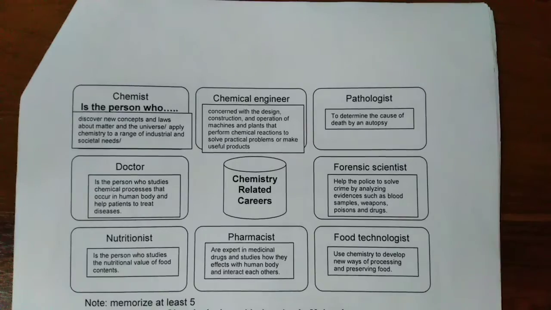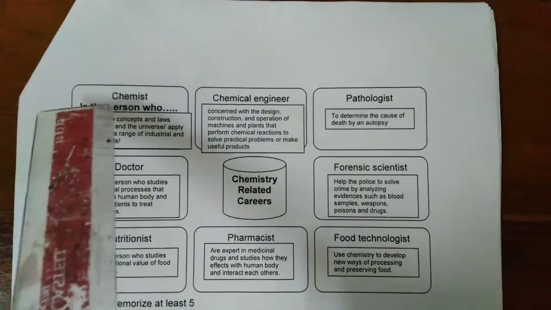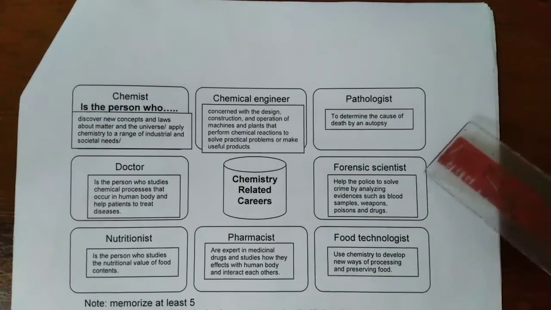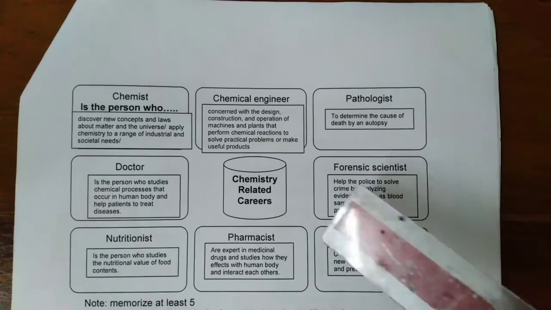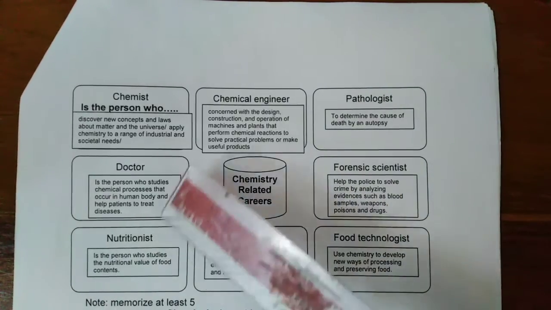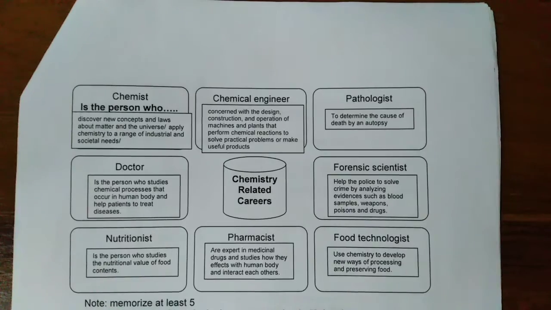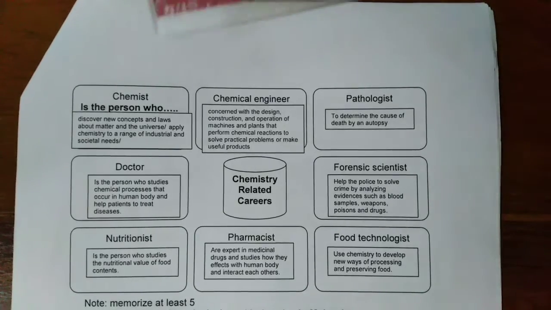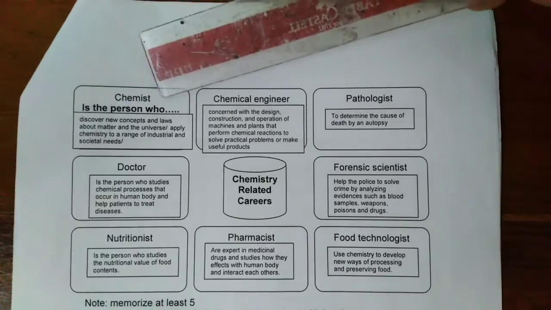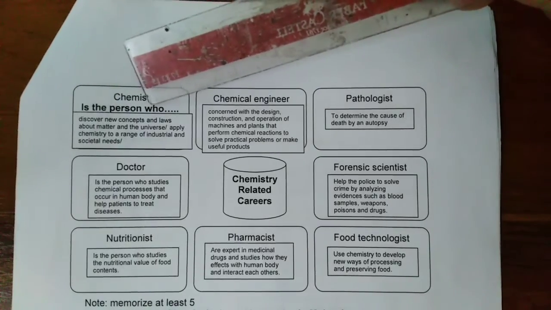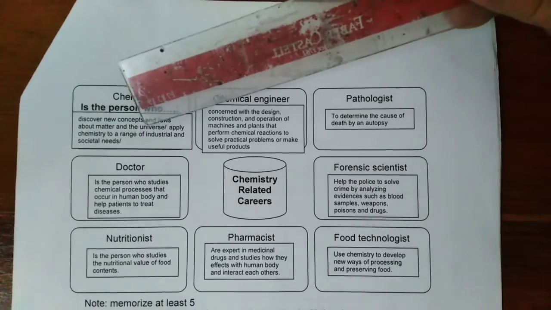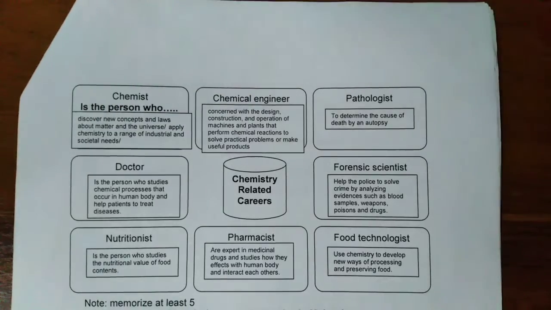So we have a few examples of chemistry-related careers such as chemist, chemical engineer, pathologist, forensic scientist, food technologist, pharmacist, nutritionist, and doctor. The question is, when people ask who is a chemist, who is a chemical engineer, who is a pathologist? So the answer is simple. A chemist is the person who discovers new concepts and laws about matter and the universe, or applies chemistry to a range of industrial and social needs.